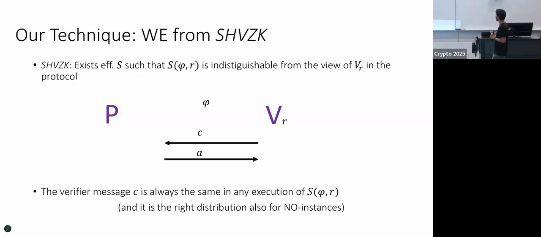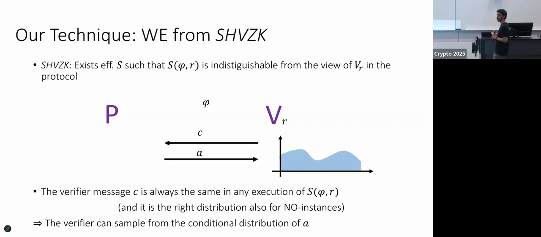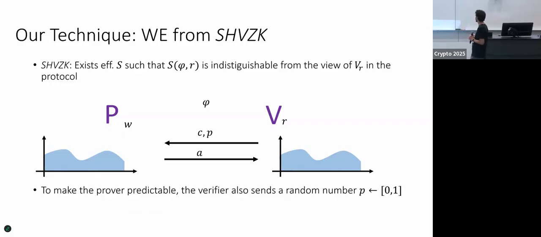The other thing that we have in this protocol using this simulator is that now the verifier also has the ability to run the simulator many times. And this means that the verifier also knows the histogram of the distribution of the prover message given the first message of the verifier. So now both the prover and the verifier agree on the same distribution of the next message given the previous message. And this allows them to basically do correlated sampling in order to make this protocol unique.